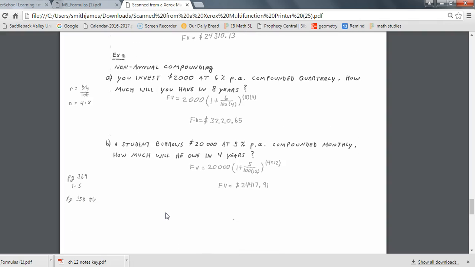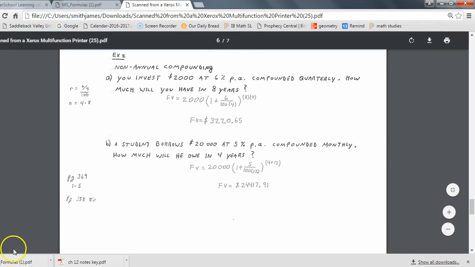All right, so for these last 2 examples, we're going to look at 2 cases where it's no longer once per year. It's now compounding with something else. So we're looking at the same cases from up above, but now K is no longer 1. So if we're going to invest 2 grand at 6% interest per year, but it's compounding quarterly.